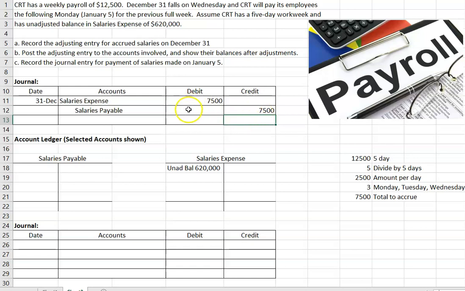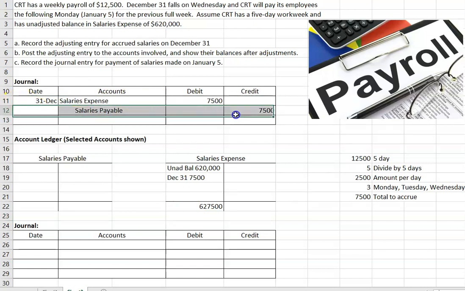Then it asks us to post that. So for salaries expense, salaries expense is over here. We're going to post it as a debit because we debited it right here. So we're going to say December 31st is $7,500. And so our new balance will be equal to, if we have debits and debits we just add. If we had debits and credits, we'd subtract. So 620,000. Both of these are debits, so we'll add those together. So our new balance is 627,500. All right, so we've now posted that line.